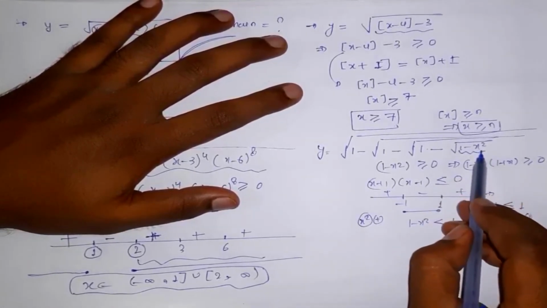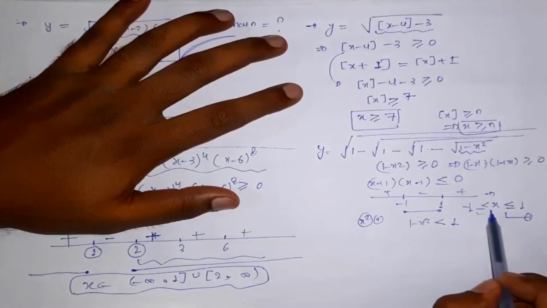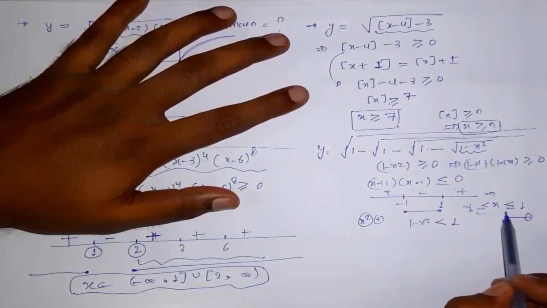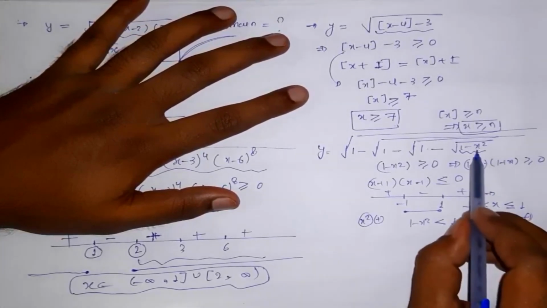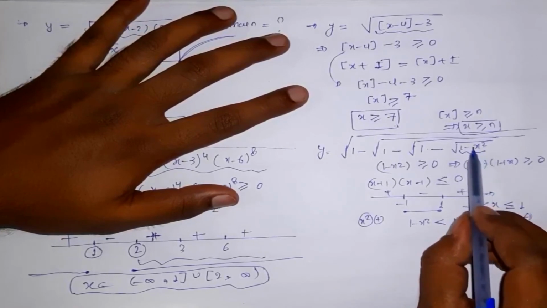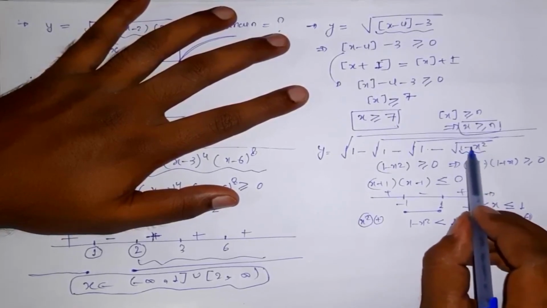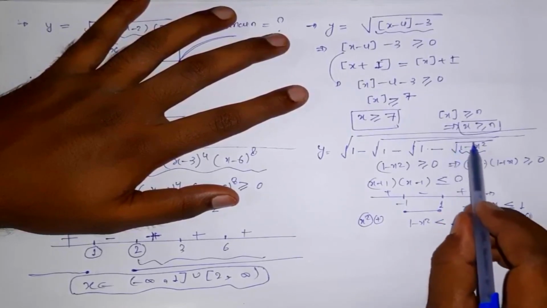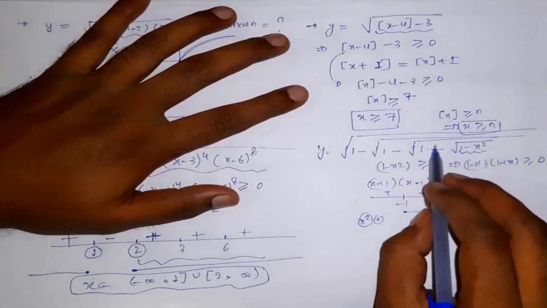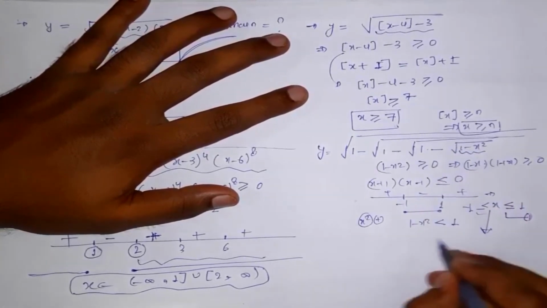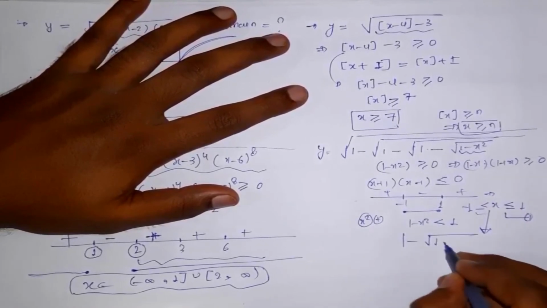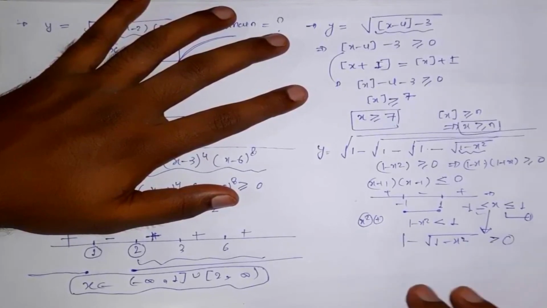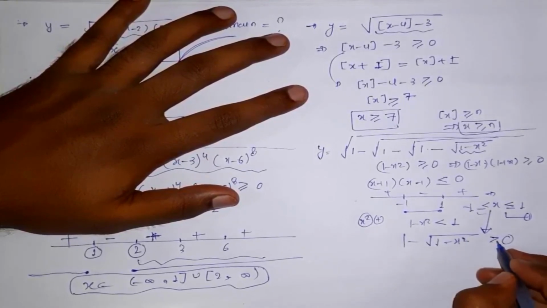For example, if I am taking a value of x in between this, like 0 or like 1 by 2 or like minus 1 by 2, then what will happen? 1 minus 1 by 4 or 3 by 4. The inner portion will become 3 by 4. It will always be positive. This portion is positive, so this portion will always be less than 1. Okay. So for this range, 1 minus square root of 1 minus x square will always be positive, so greater than or equal to 0.